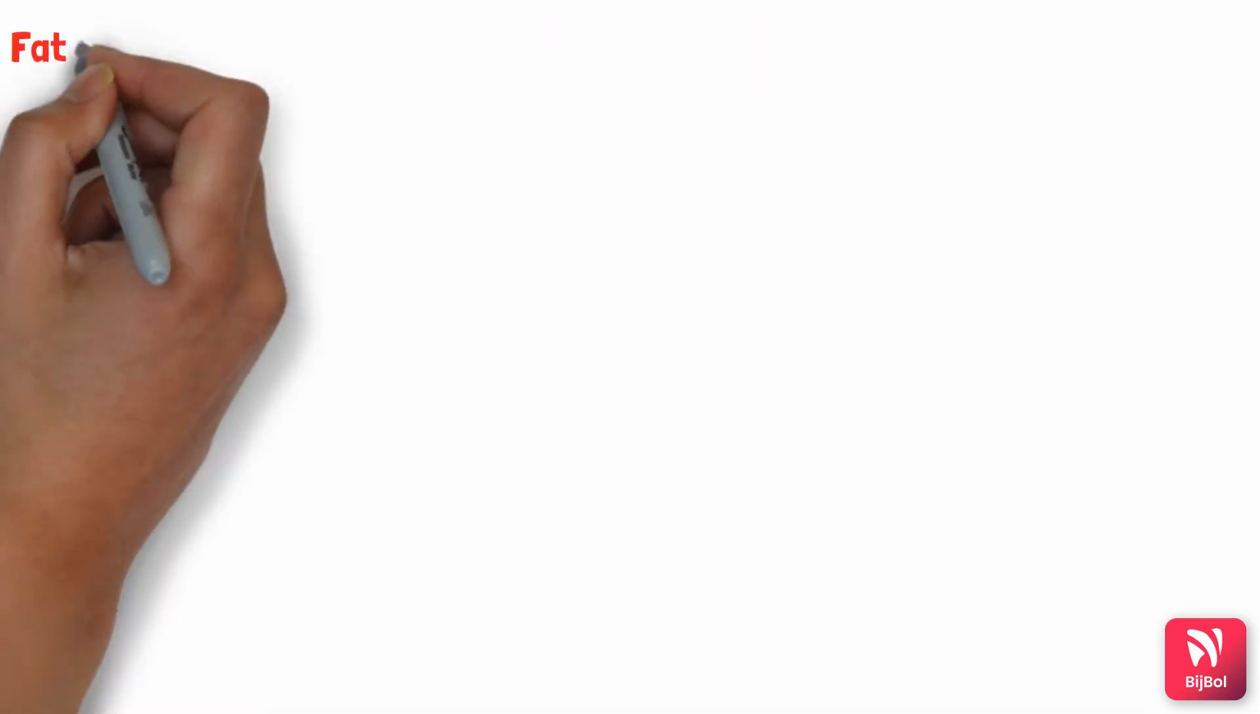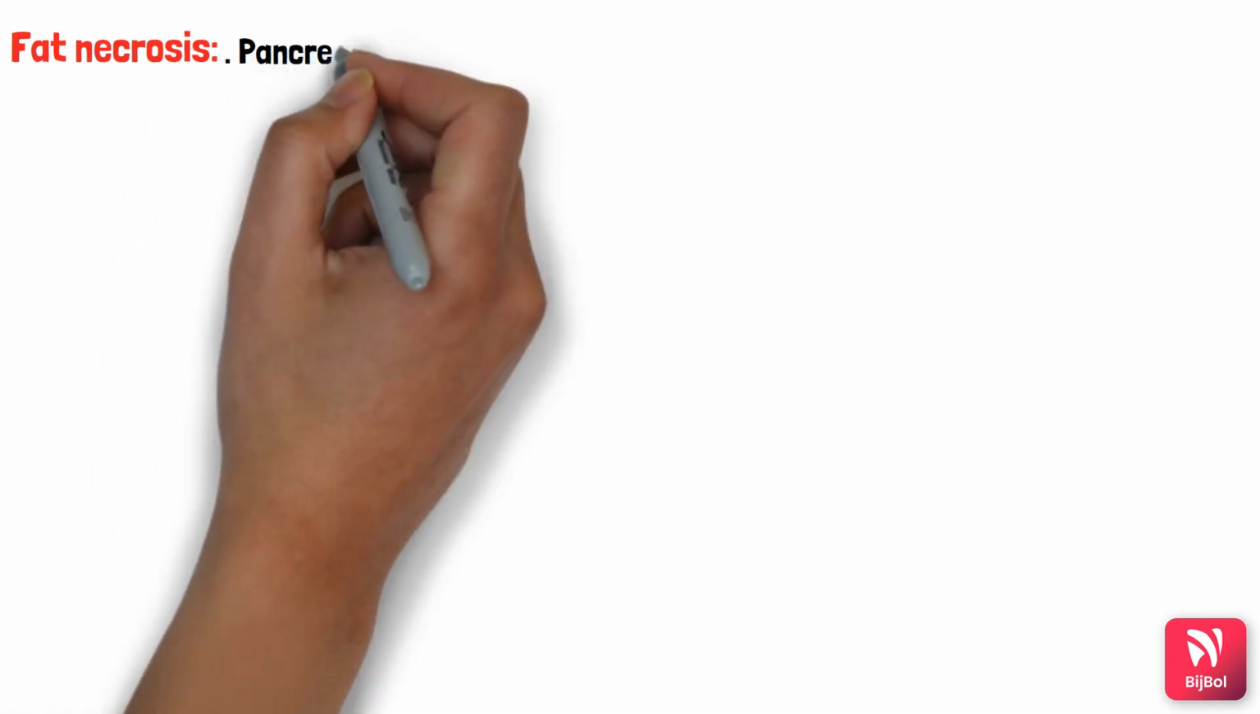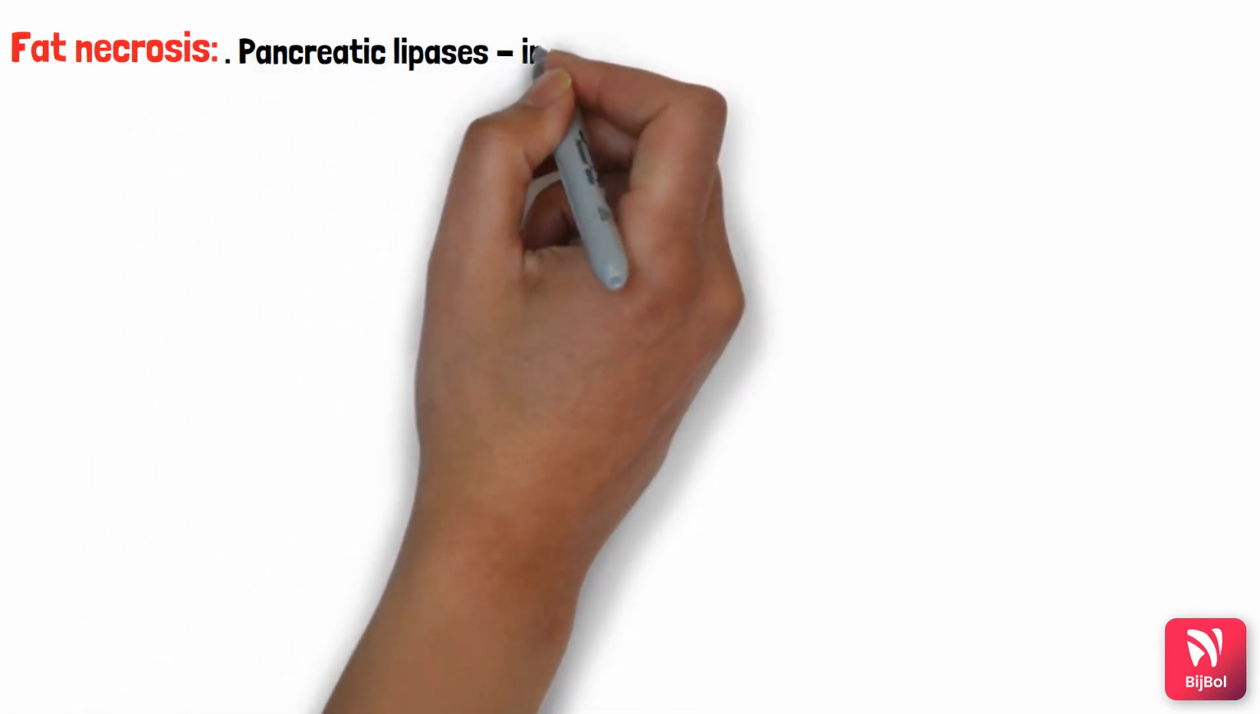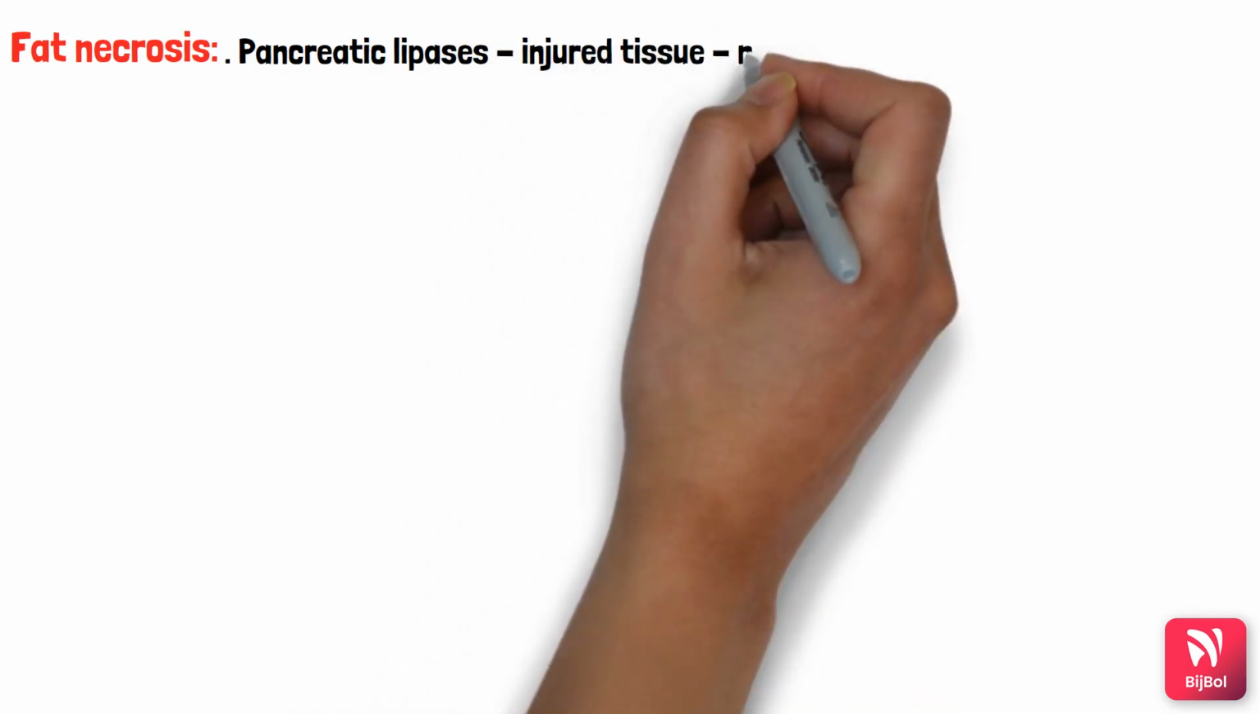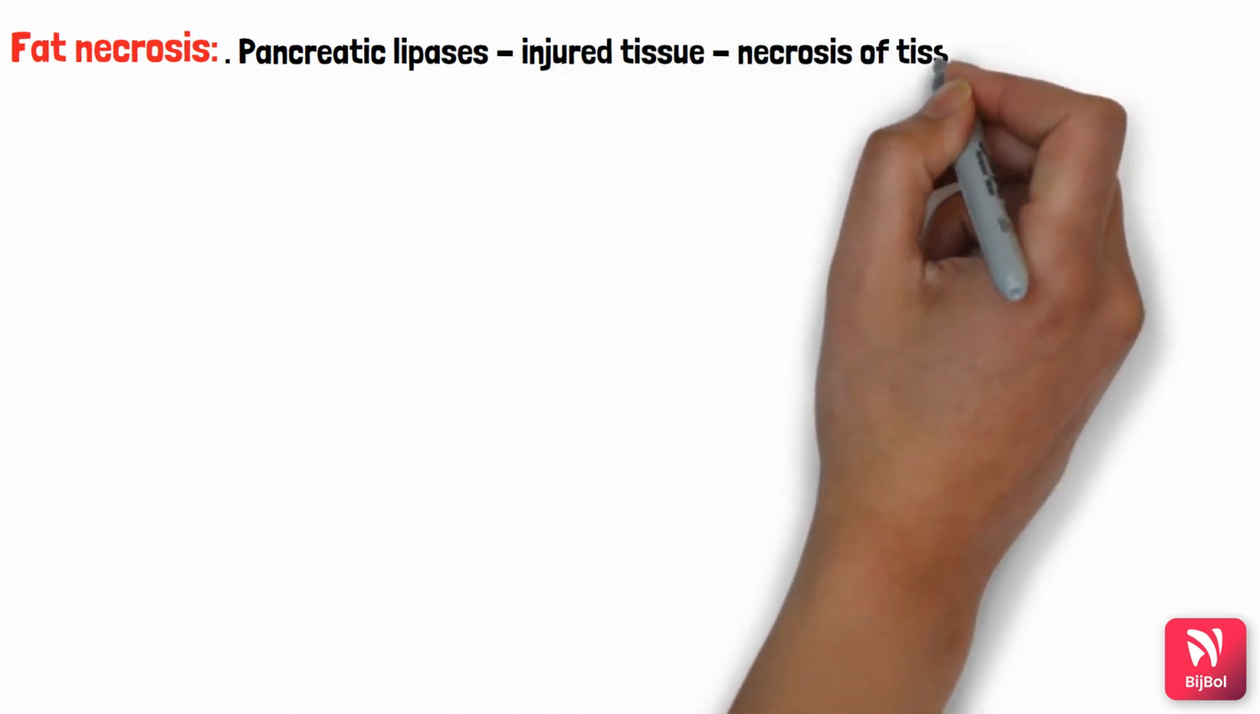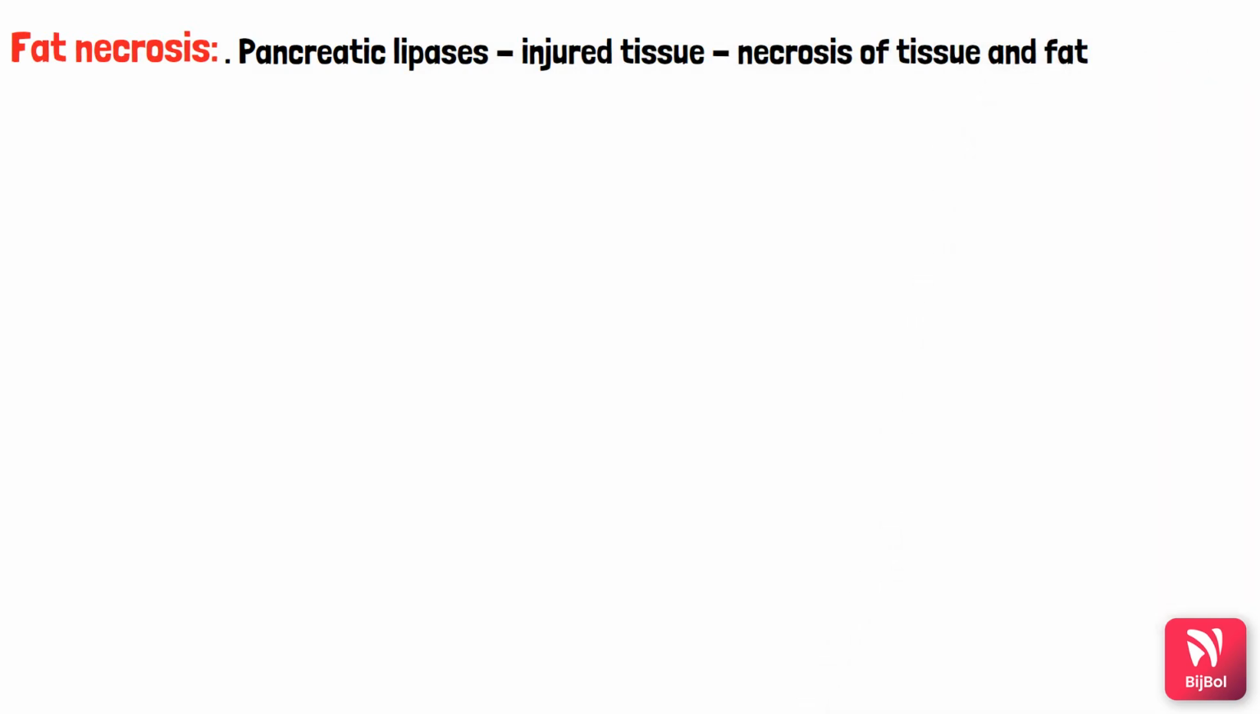Now let's see fat necrosis. This is also a special form of cell death, wherein it occurs in fat-rich anatomic locations like the pancreas. Because of the necrosis there will be release of pancreatic lipases by injured tissue, that results in necrosis of this pancreatic tissue as well as fat deposits.